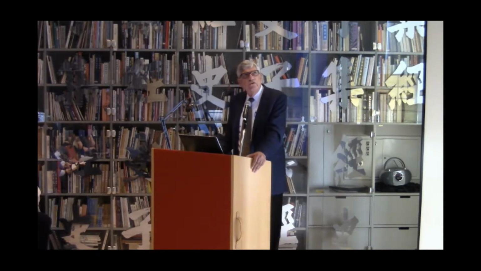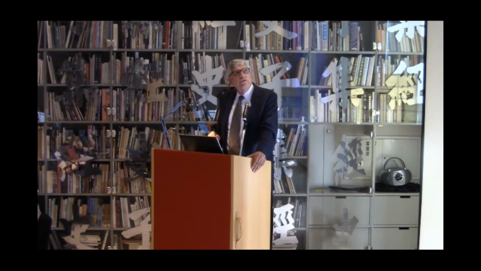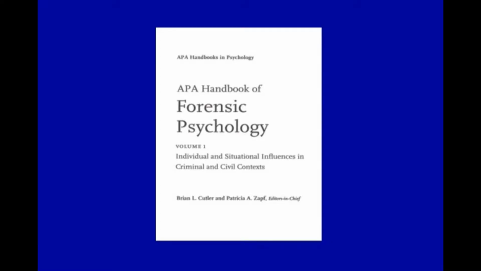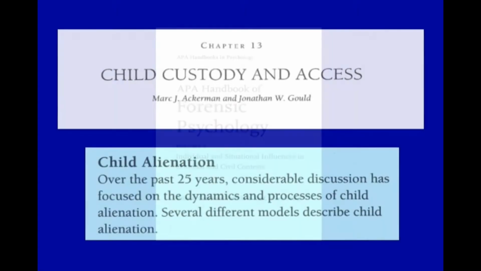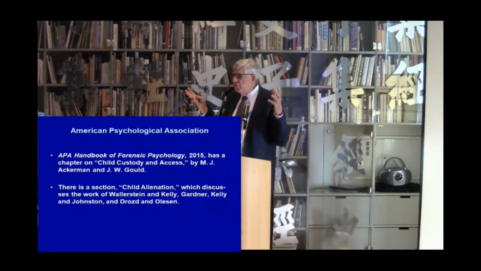Here's another one. They talk about the American Psychological Association. The APA has a series of books that they publish called the APA Handbooks. And one of them is the APA Handbook of Forensic Psychology. And in that book, it has a chapter on how to do a custody evaluation. And one of the headings in this chapter is on child alienation. And they talk about the different people who are involved with parental alienation. They talk about Wallerstein, Richard Gardner, Kelly and Johnston, and so on. In other words, this is a book that's not just published by the American Psychological Association. It's the official book commissioned by the American Psychological Association that has an entire section on this topic.